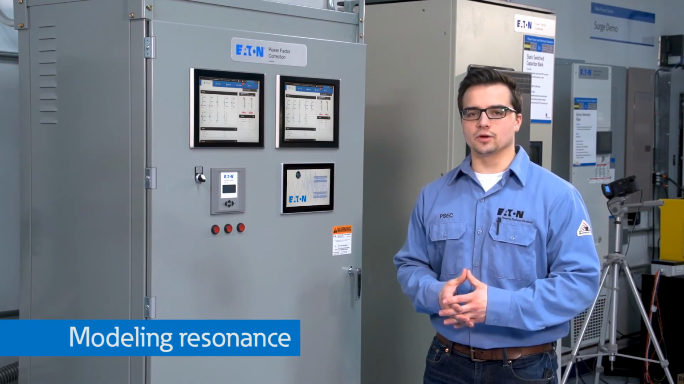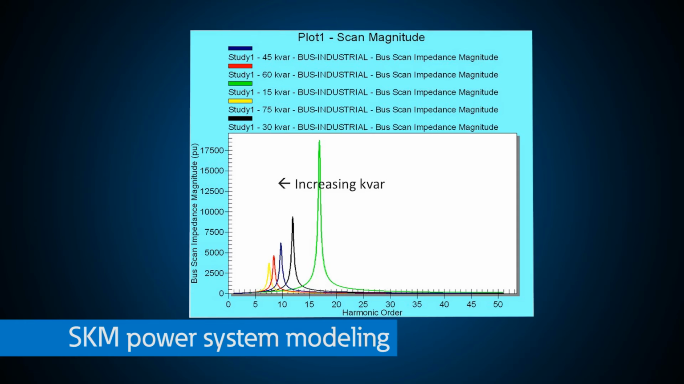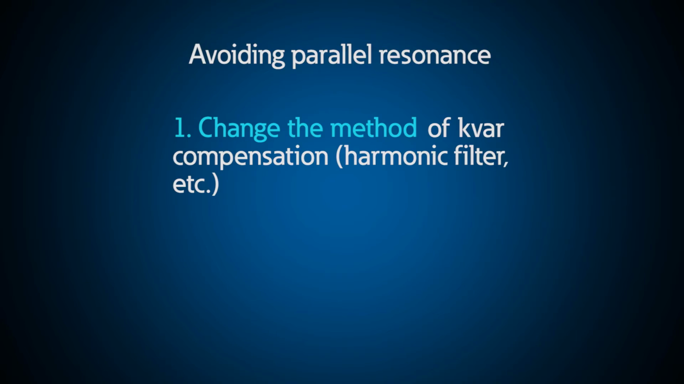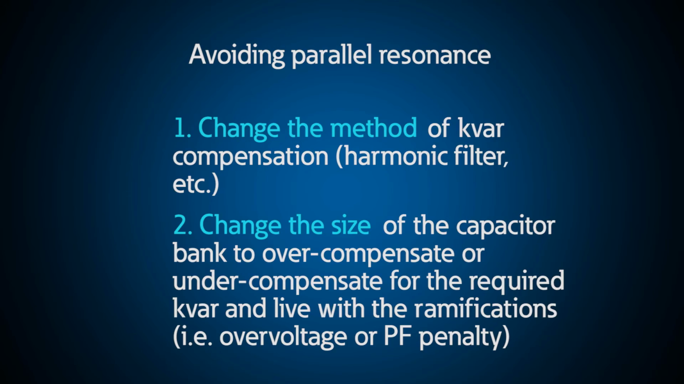Power system modeling programs like SKM can help you visualize effects of resonant circuits and the amplification factor. This SKM curve shows a frequency scan for our demo system, illustrating the points at which various stages of capacitors will create problematic conditions. Avoiding parallel resonance can be done by changing the size of the capacitor, but then you may have other issues with power factor penalties.